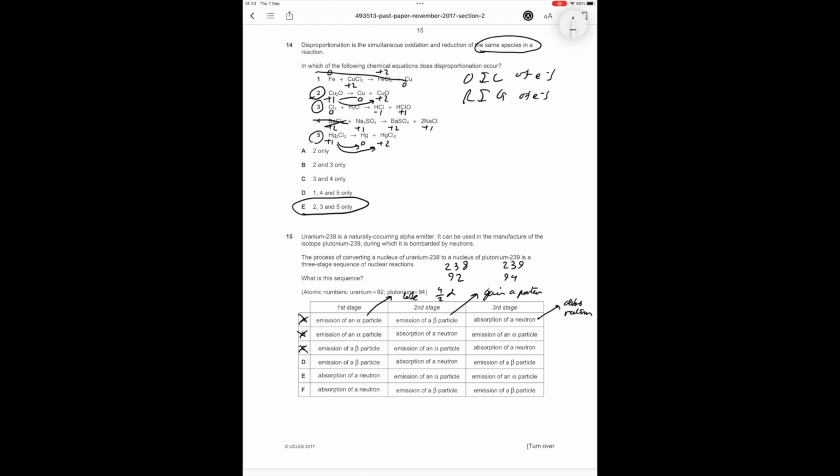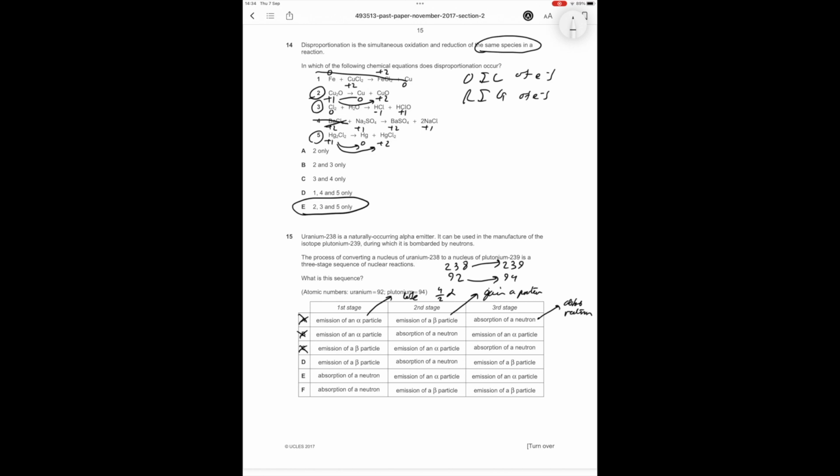Now we've seen that the answer options are wrong. Why don't we think about how we could do this? So we want to increase the mass number by 1 and the proton number by 2. That would require losing 2 beta particles to gain 2 on the proton number, as well as absorbing a neutron to increase the mass number.